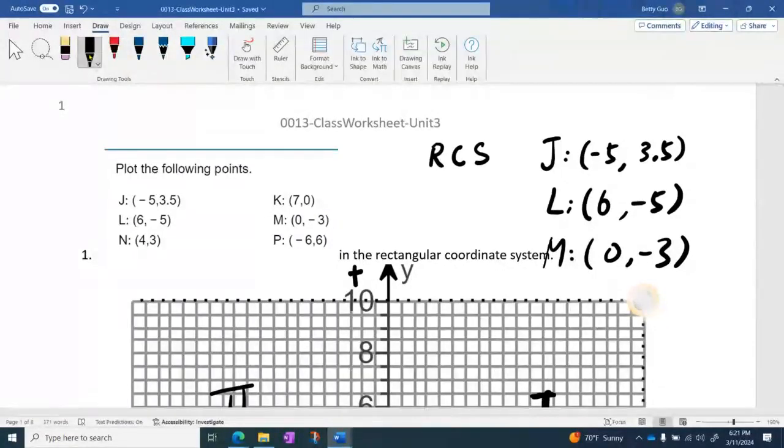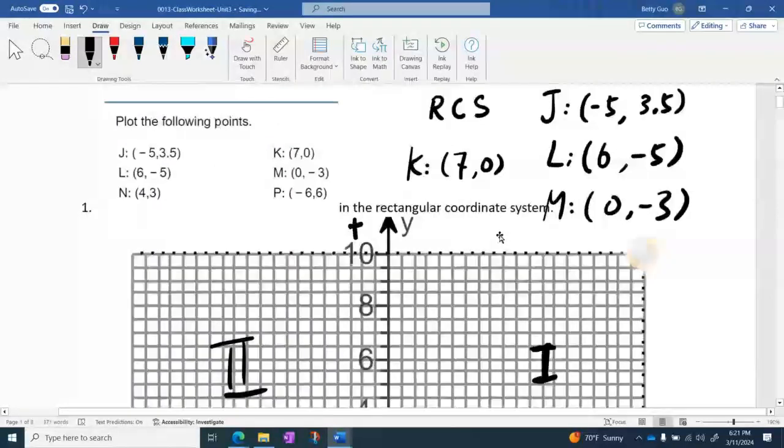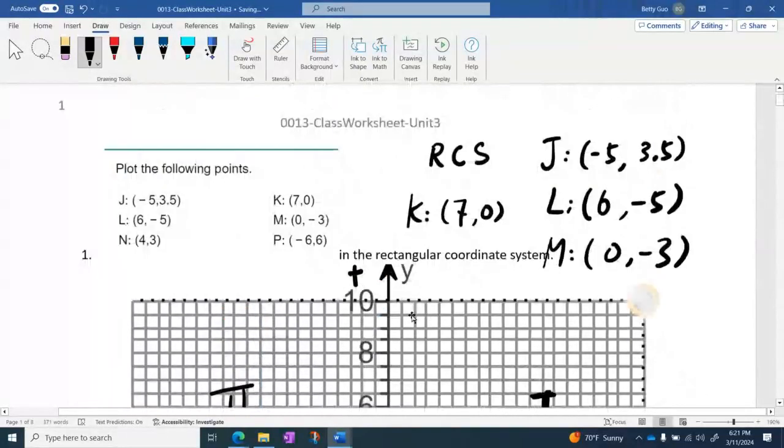I want to do K. The coordinates for K is (7, 0). This time, this ordered pair has y value 0. Y value 0 means vertically it is not above, because if the point is above the origin, the y value is supposed to be positive, right? And it's not below the origin either, because if the point is below the origin, the y value is supposed to be negative. For the ordered pair K, the y coordinate is not positive, not negative, it is 0. That means it's not above or below the origin.